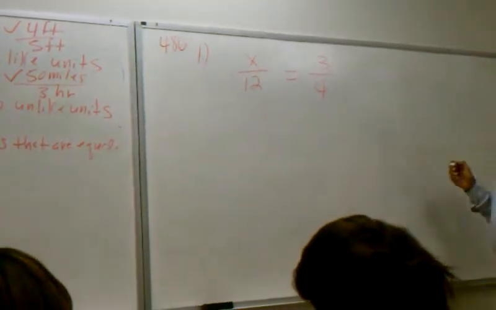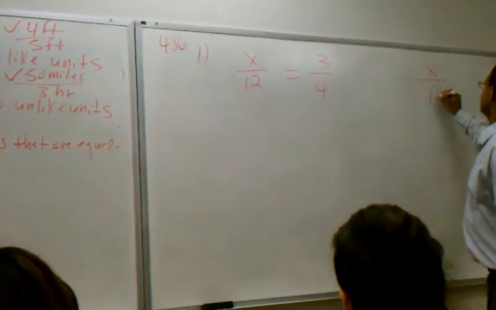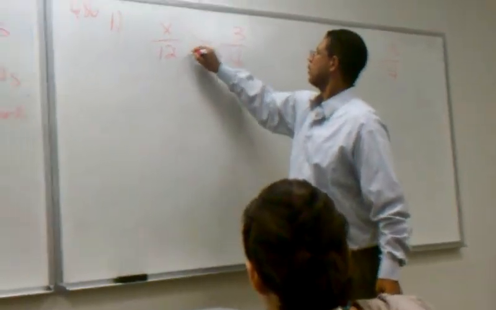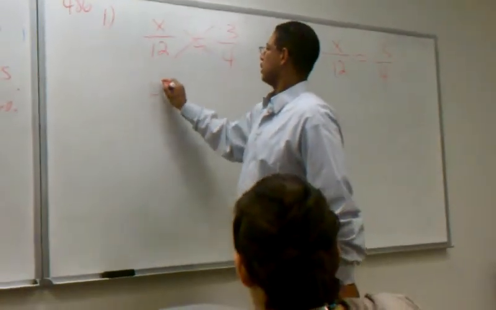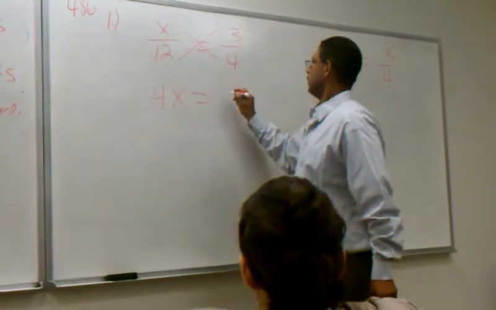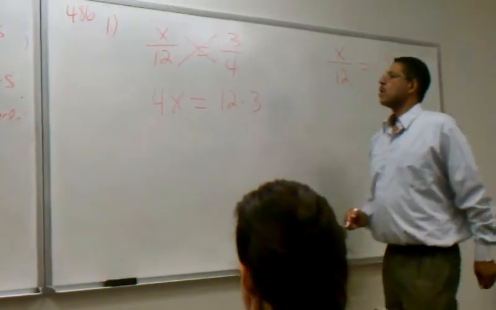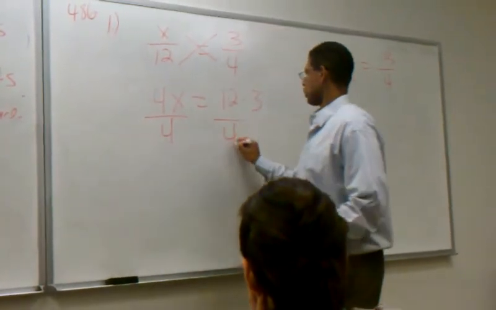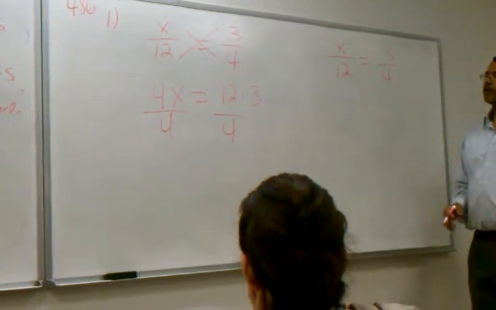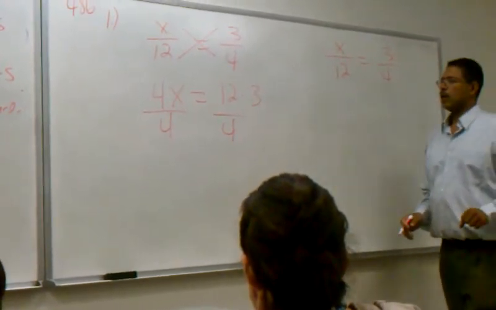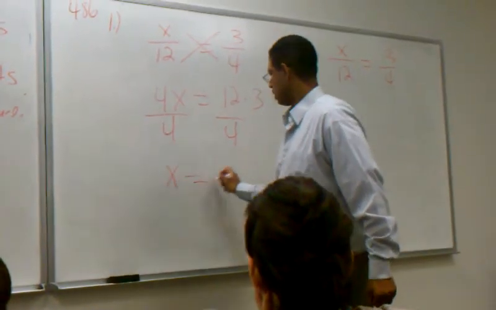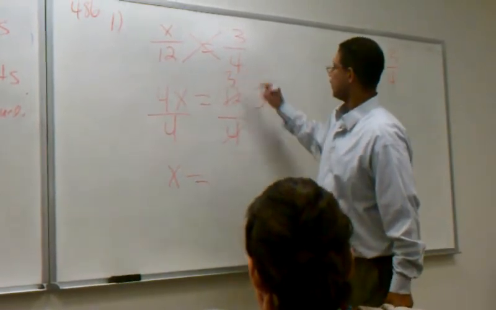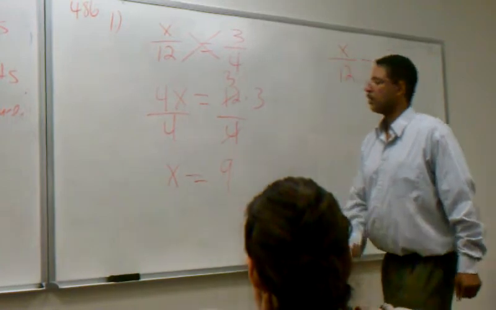Now, I'm going to show you two ways that we can do this problem. I would recommend that you just cross multiply. When I cross multiply, I get 4x, and I get 12 times 3. Everybody agree? Then I divide both sides by 4. 4 goes into 4x one time, so I get x. 4 goes into 12 how many times? 3 times. And what's 3 times 3? 9. That one is 9.